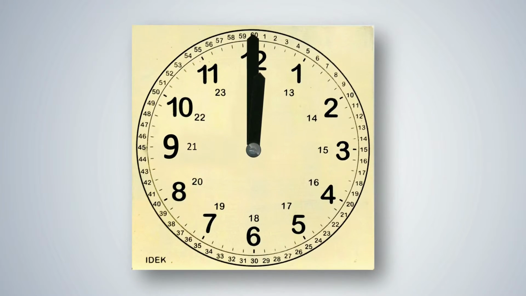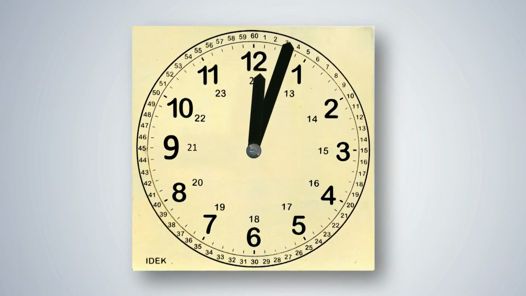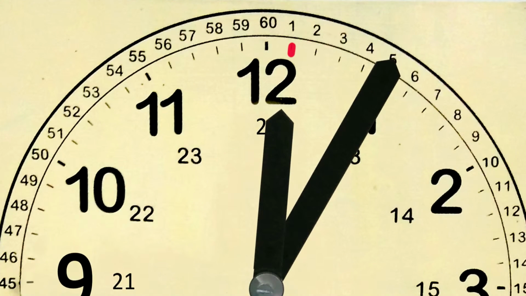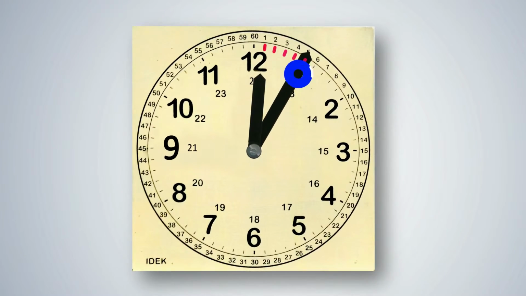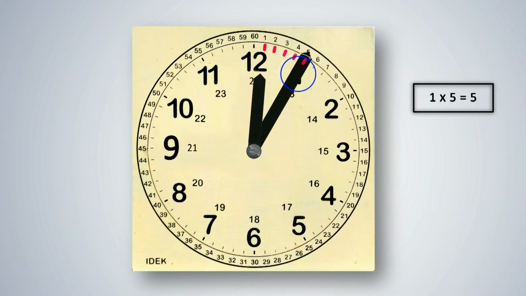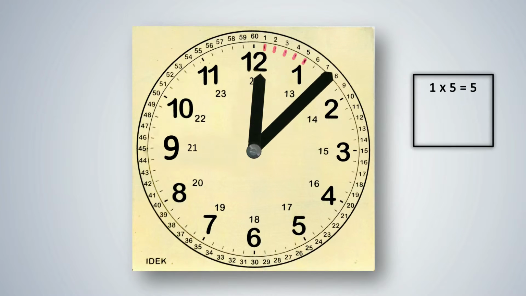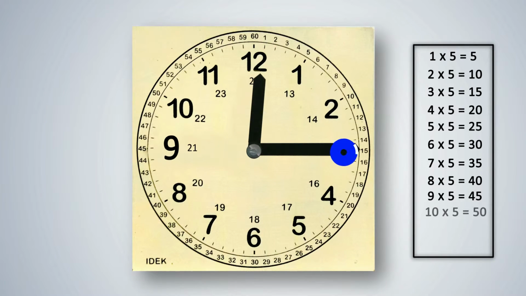When the minute hand has moved from 12 to 1, it has crossed 5 small lines or 5 minutes. A quick way to calculate the minutes is to multiply the number that the hand is pointing to by 5. For instance, when the minute hand is on 3, it tells us that the time is 15 minutes past the hour, since 3 multiplied by 5 is equal to 15.